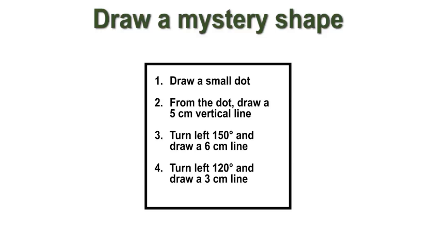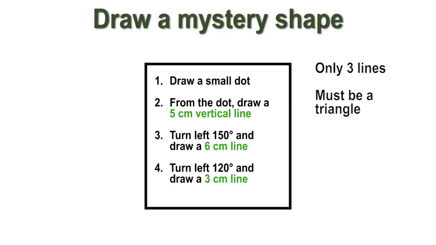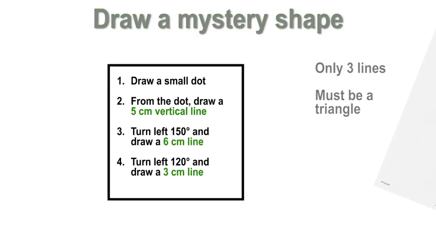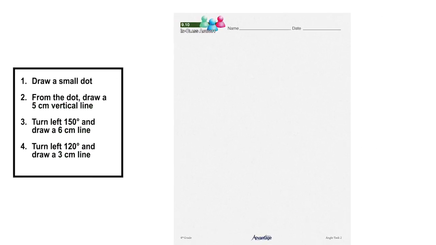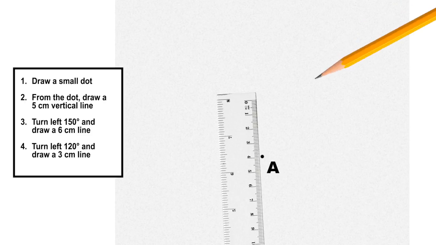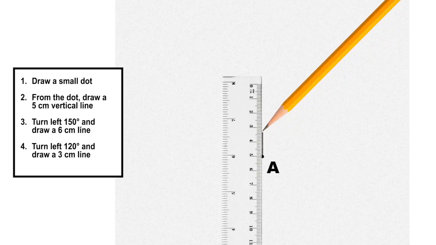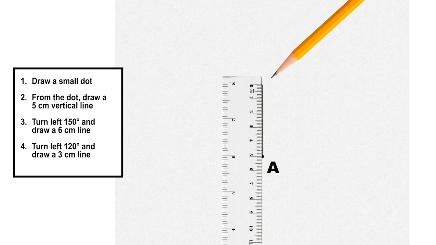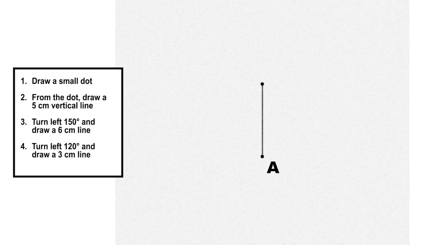From reading the instructions, we can visualize that our new shape only has 3 lines. We can reason that a closed shape with 3 line segments must be a triangle. Let's draw the shape to see if we are correct. Number 1 says to draw a small point. Let's label it A. Using a centimeter ruler, we will draw a 5 centimeter vertical line from the point. Let's label the second point at the end of the line B.